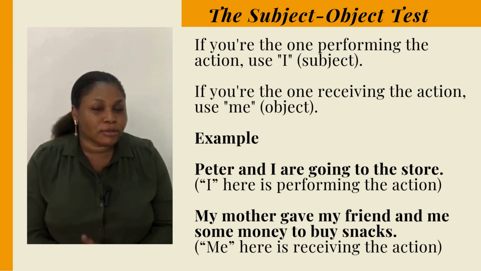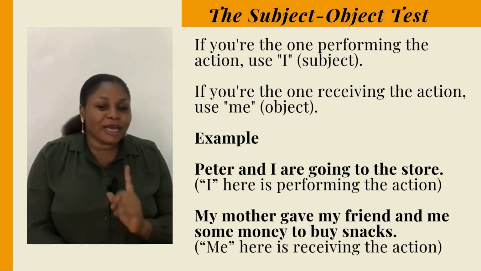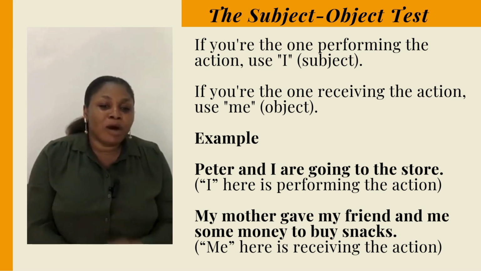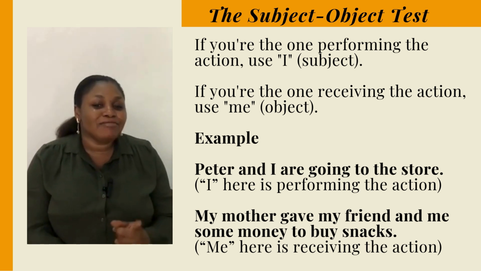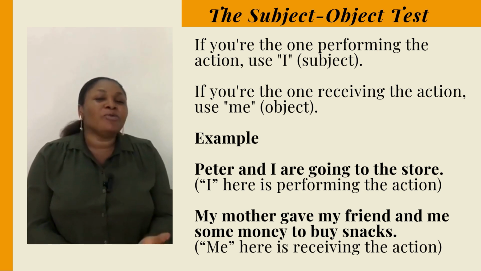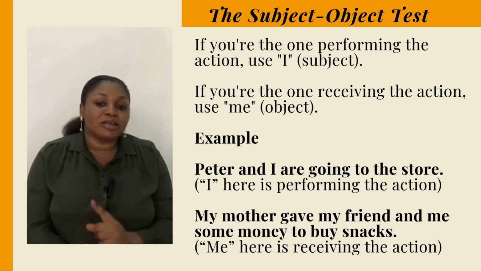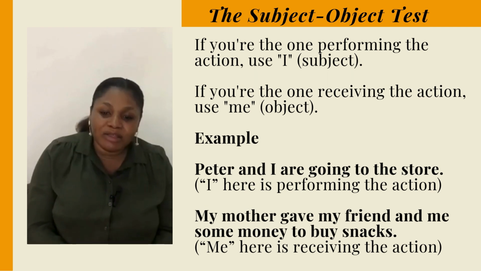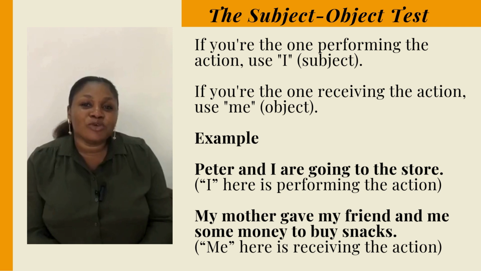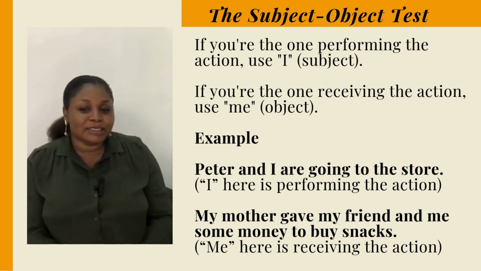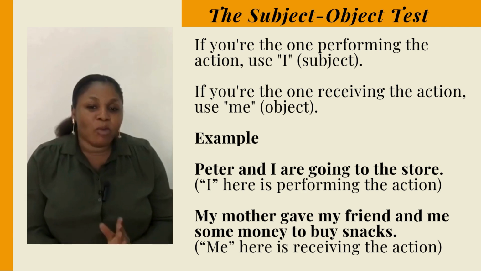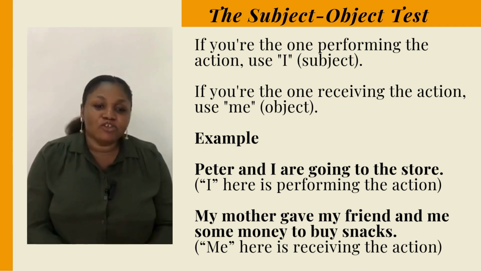store. Is that clear? Now for the second example, my mother gave my friend and me some money to buy snacks. Now, my friend and me are on the receiving end. We are receiving the action from the subject, my mother. So the right one to use is me. So when you're on the receiving end, you use me. But when you're on the acting end, you use I.